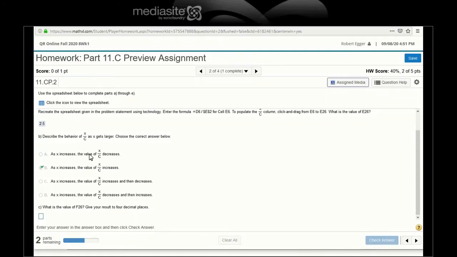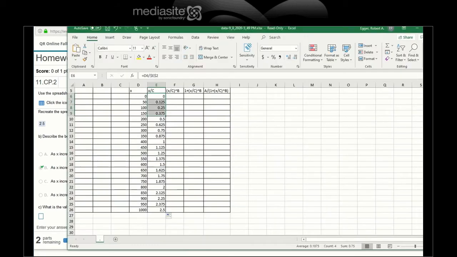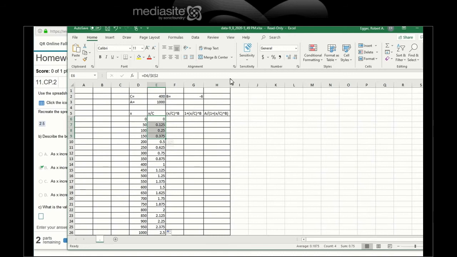What is the value of F26? Okay, so we need to get this column figured out. So let's see, I want that cell equal to x over c, and I want to divide it by b, there's b. Anchor those locations.